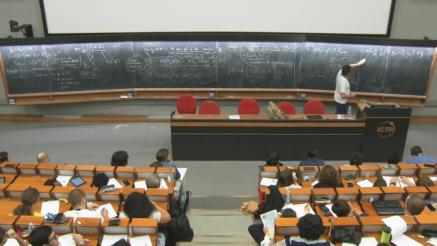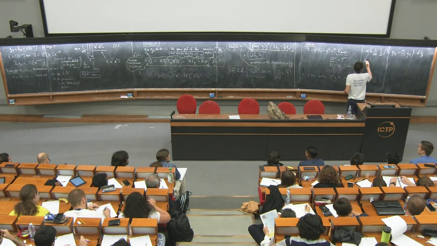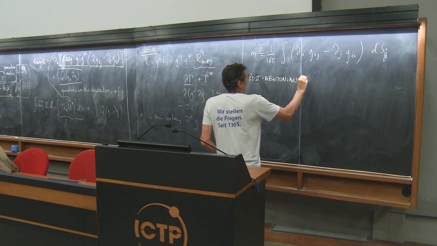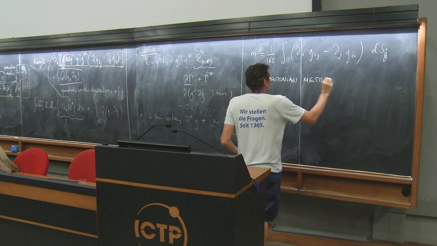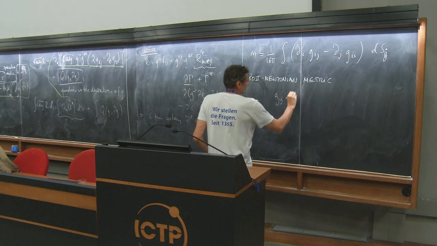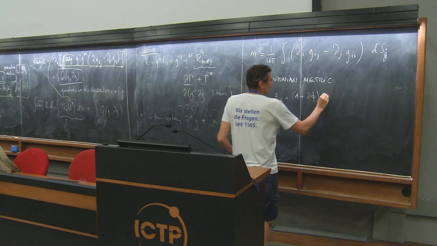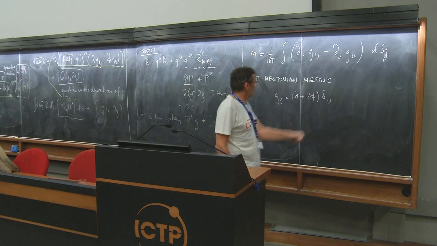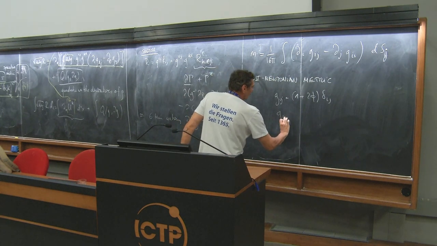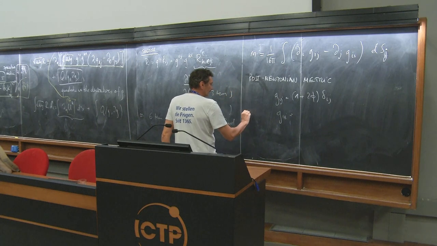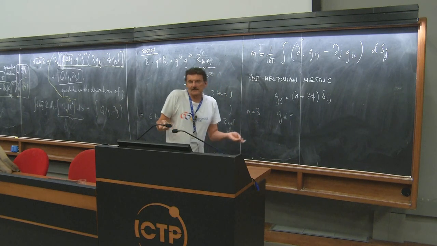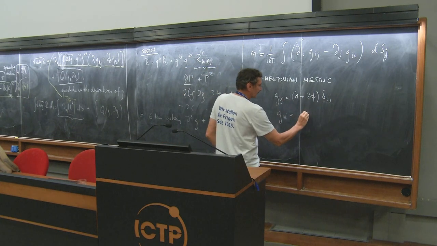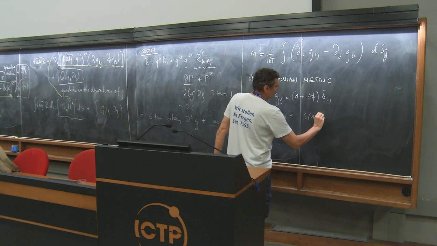So let's just check on our post-Newtonian metric. If you remember, the space part of the metric was just a conformal factor, 1 plus 2 phi times delta ij. So I need to calculate g_ii. Suppose we are in dimension 3, since Newton's physics is usually in dimension 3. If I just take the trace here, I'm going to get a 3 from this. So 3 times (1 plus 2 phi).